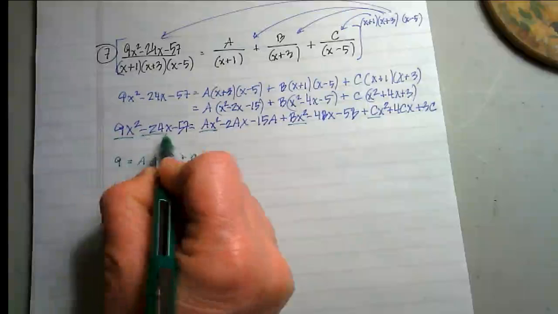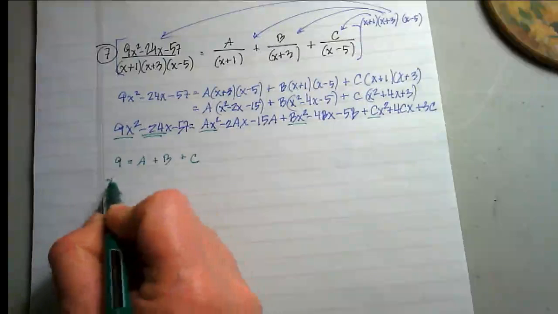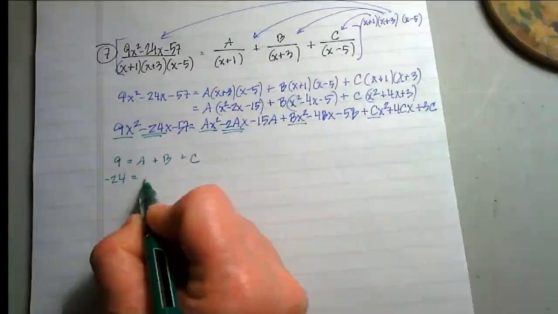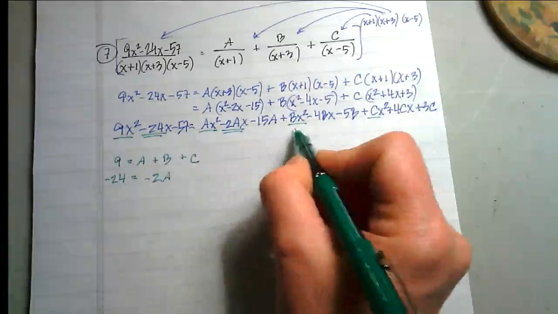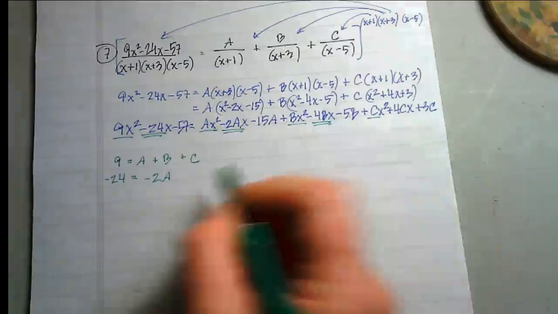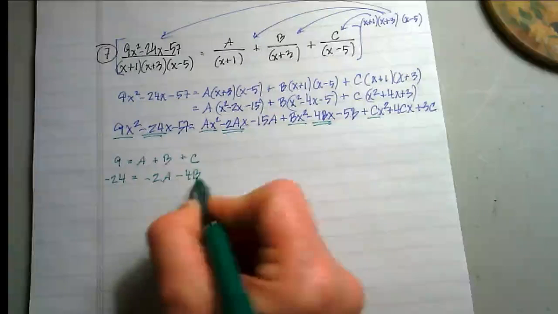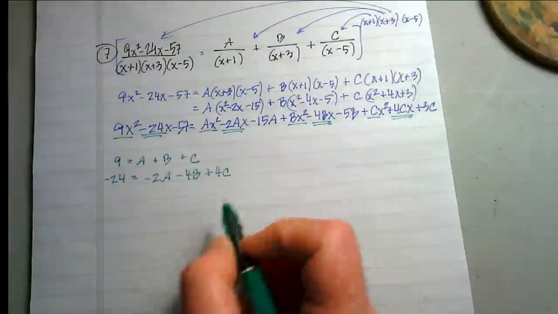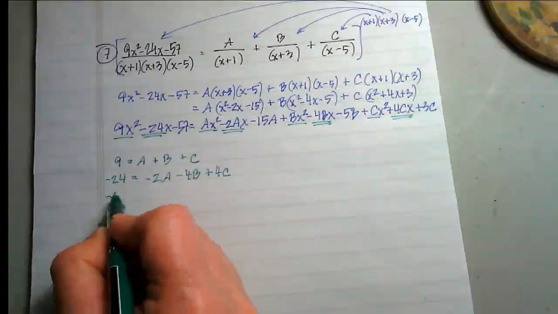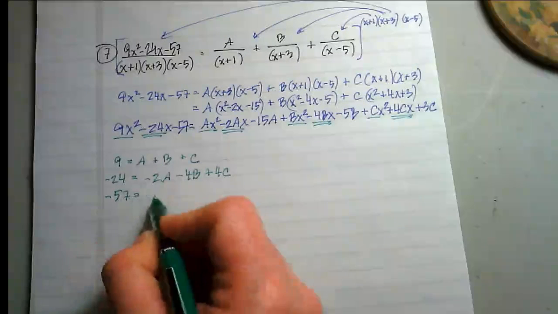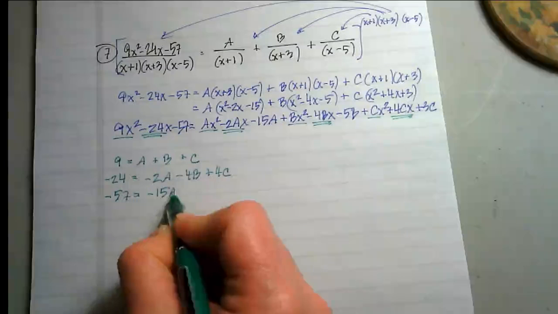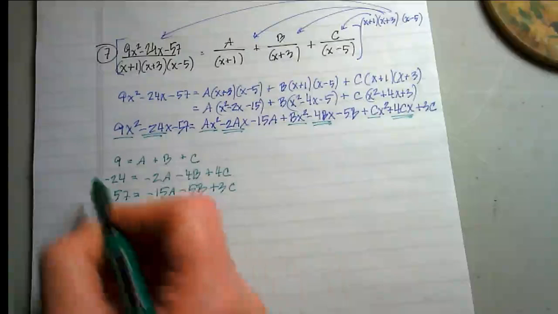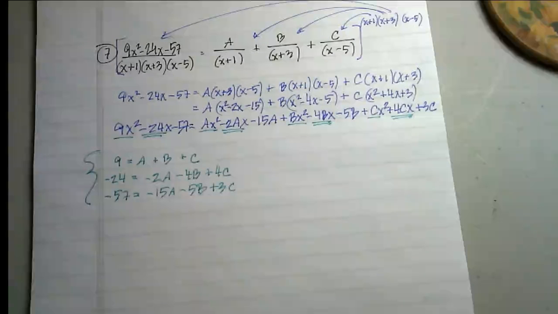My second equation will have everything that has an x. Don't include the x. And my third equation will be everything else. Here's my system of equations.